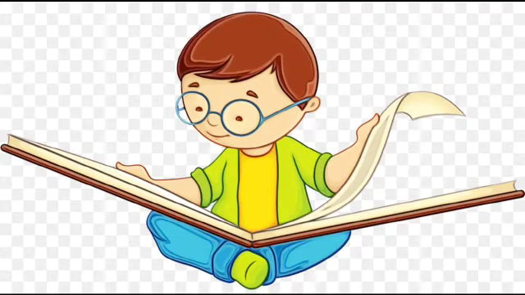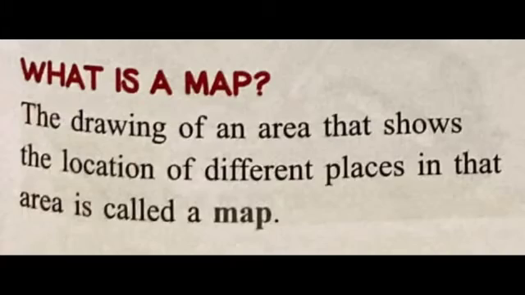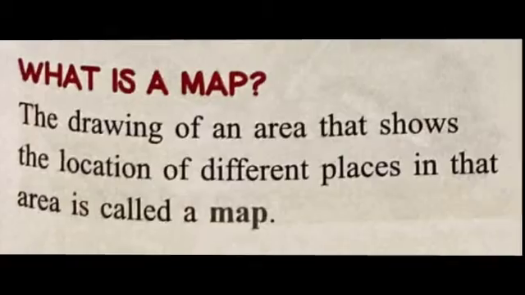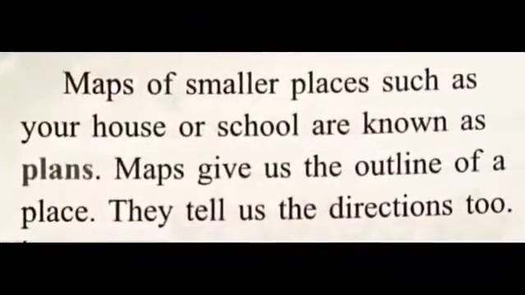Now let's read the lesson. What is a map? The drawing of an area that shows the location of different places in that area is called a map. Maps of smaller places such as your house or school are known as plans. Maps give us the outline of a place. They tell us the directions too.